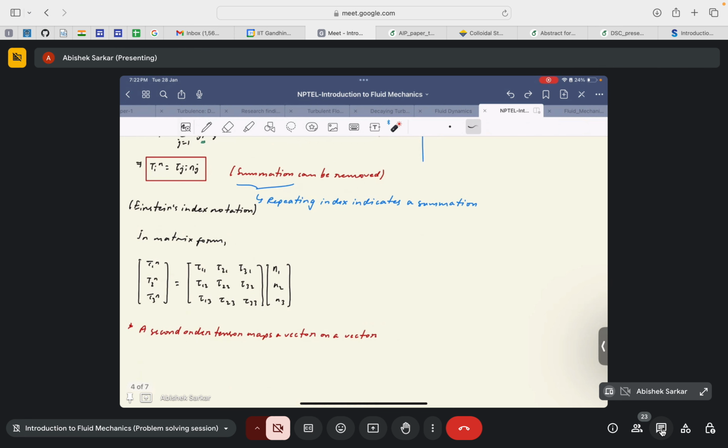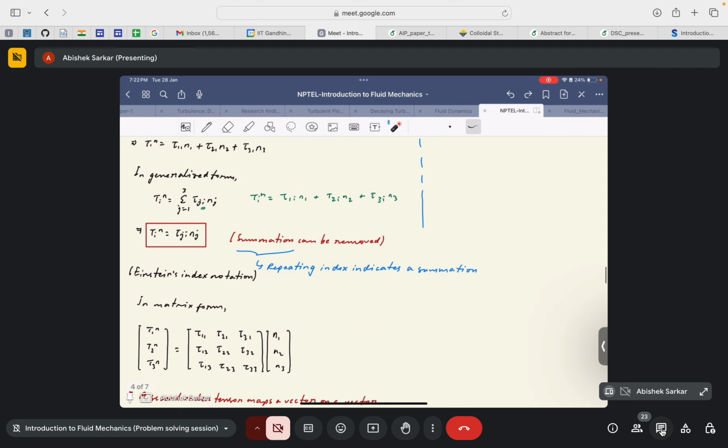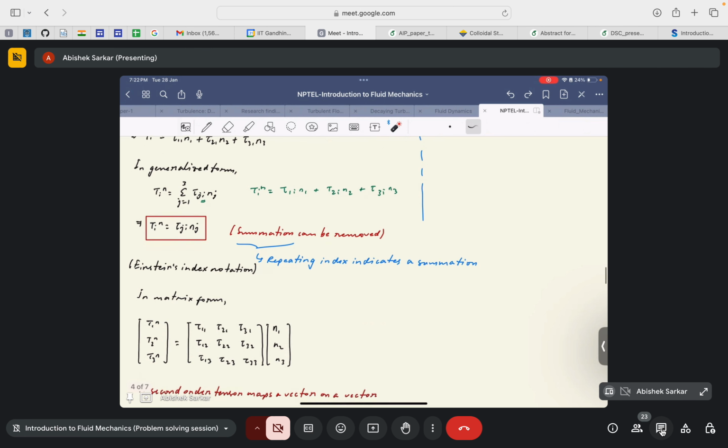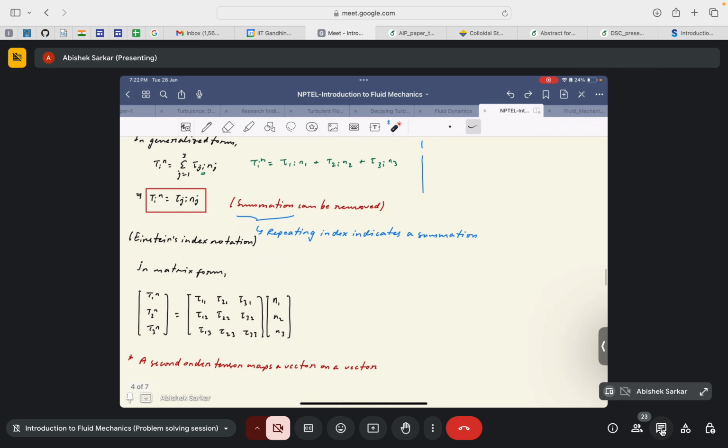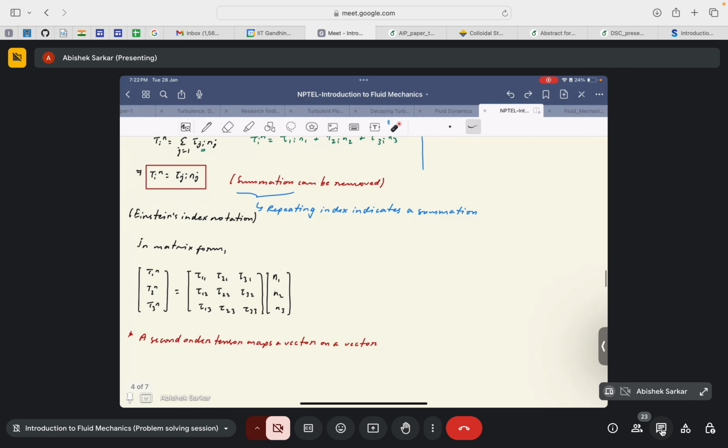So the traction vector is a vector, so tau i represents i equal to 1, 2, 3. Now what we can do is represent this traction vector in matrix form, to find its components. In order to do that, we can write T1 n, T2 n, T3 n equal to tau 11, tau 21, tau 31 in matrix form, multiplied by the normal vector n1, n2, n3. Okay, it's a matrix multiplication, so multiplication has to be done in this manner.